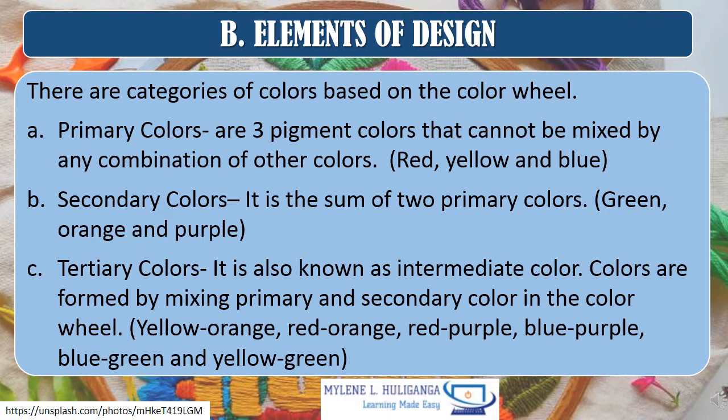And number 3 is the tertiary colors. It is also known as intermediate color. Colors are formed by mixing primary and secondary color in the color wheel. These are yellow-orange, red-orange, red-purple, blue-purple, blue-green, and yellow-green.